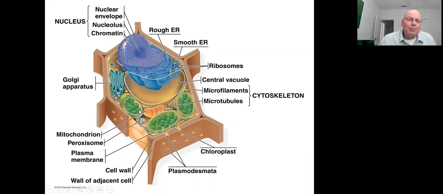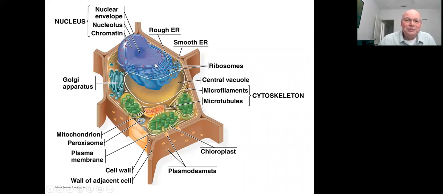So, a number of things that are uniform in both plant and animal cells: the nucleus, the endoplasmic reticulum, both rough and smooth, cell membrane, ribosomes, cytoskeleton, slightly different composition, but cytoskeleton nonetheless. Mitochondria, specialized vesicles in the form of peroxisomes and lysosomes and transport vesicles, and the Golgi apparatus. All of those are found across the board in both plant and animal cells.